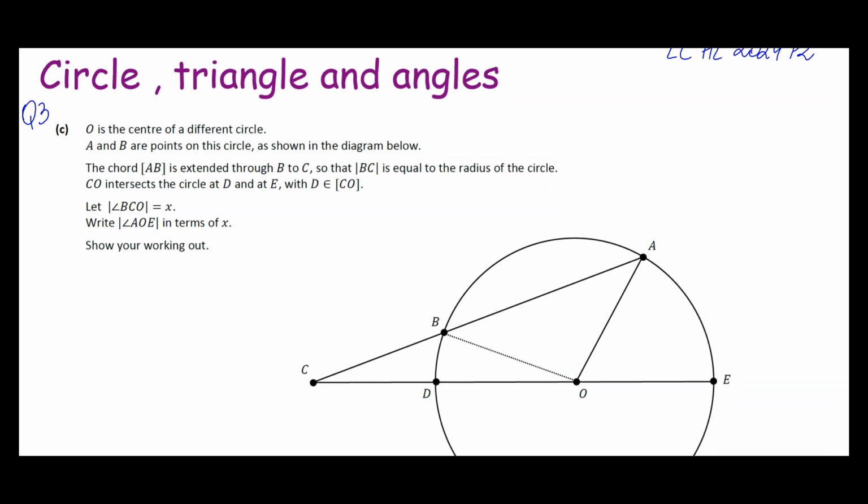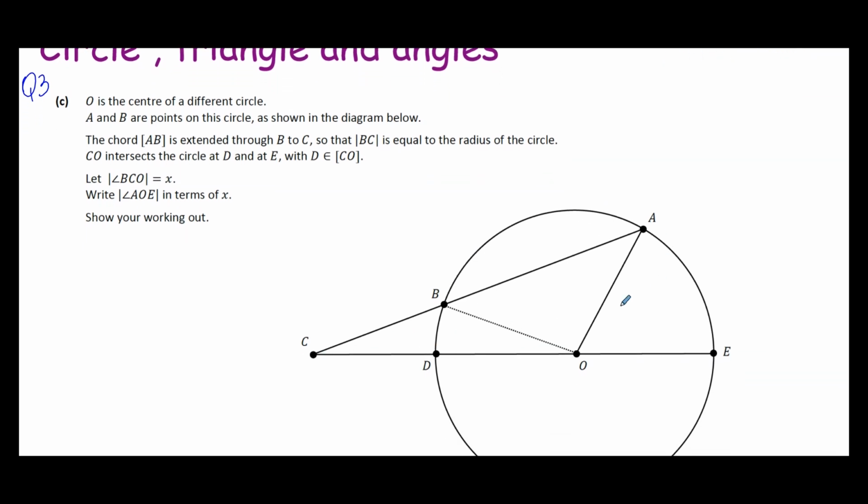So in this question, we have a circle and triangle. They are telling us that O is the center of a circle. A and B are points on the circle, as shown in the diagram. The chord AB, so this line, is extended through B to C. So from B, that line keeps on going all the way to C.